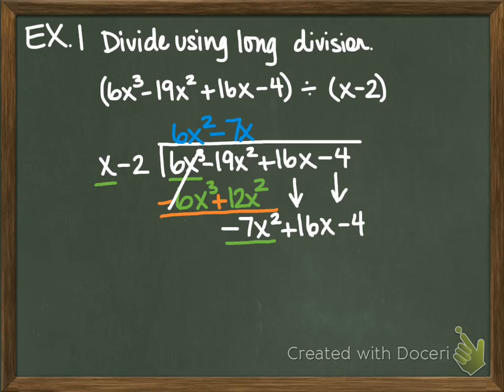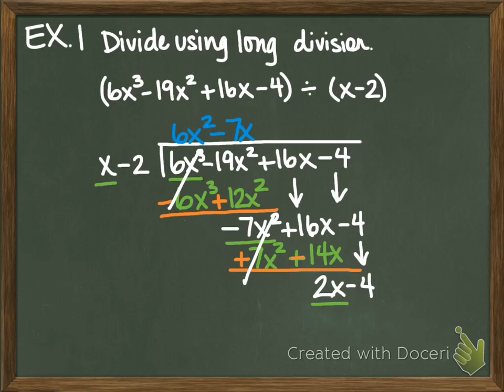Negative 7x times negative 2 is going to be plus 14x. We're going to draw the line, change all the signs. So again, our x squareds cancel. 16x minus 14x is 2x, and then I bring down my negative 4. So then x times what equals 2x? Well, x times 2 equals 2x. So I multiply the 2, so it's going to be 2x minus 4.